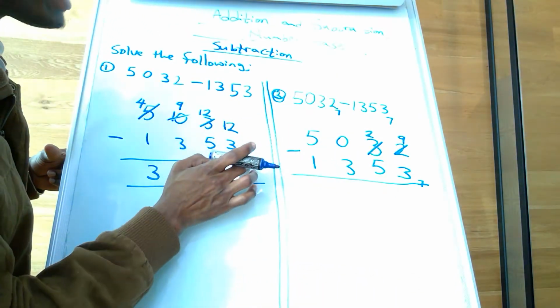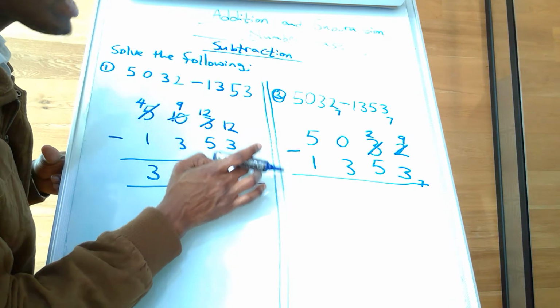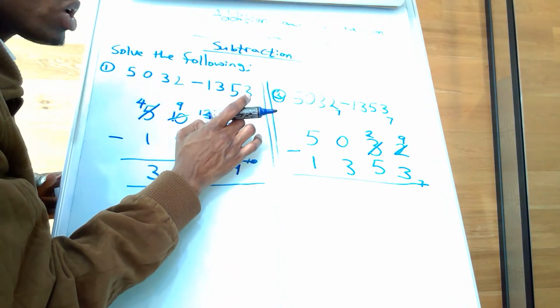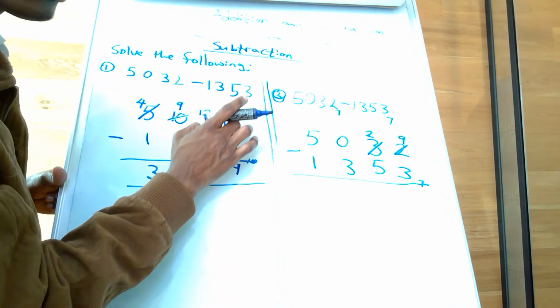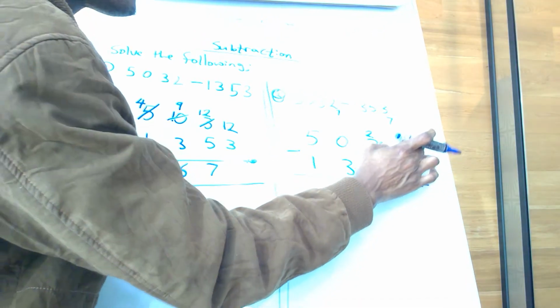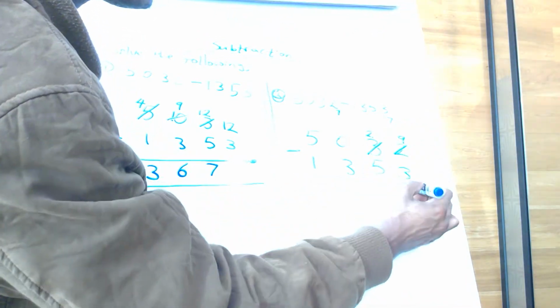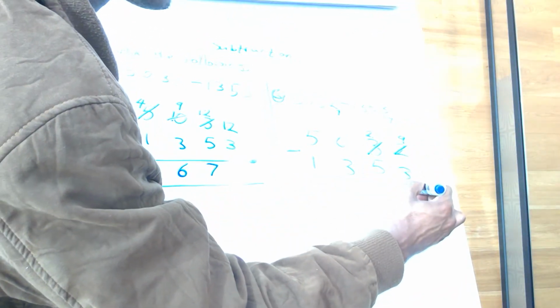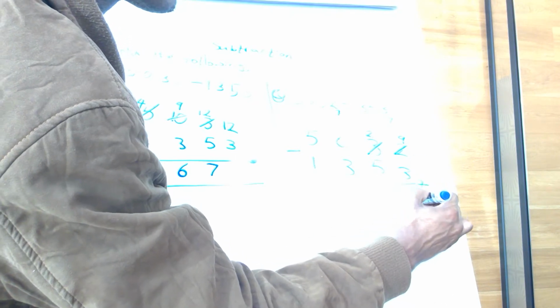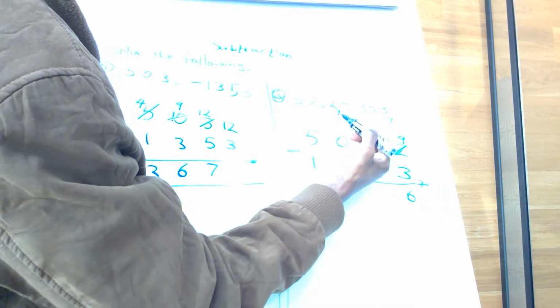Here it is 10 because we are working in base 10. It is 10 that is added to the 2 that will give us 12. Here 7 will be added to this 2 to give us 9. Then it becomes 9 minus 3. 9 minus 3 is what? 6. Here is 2 minus 5.